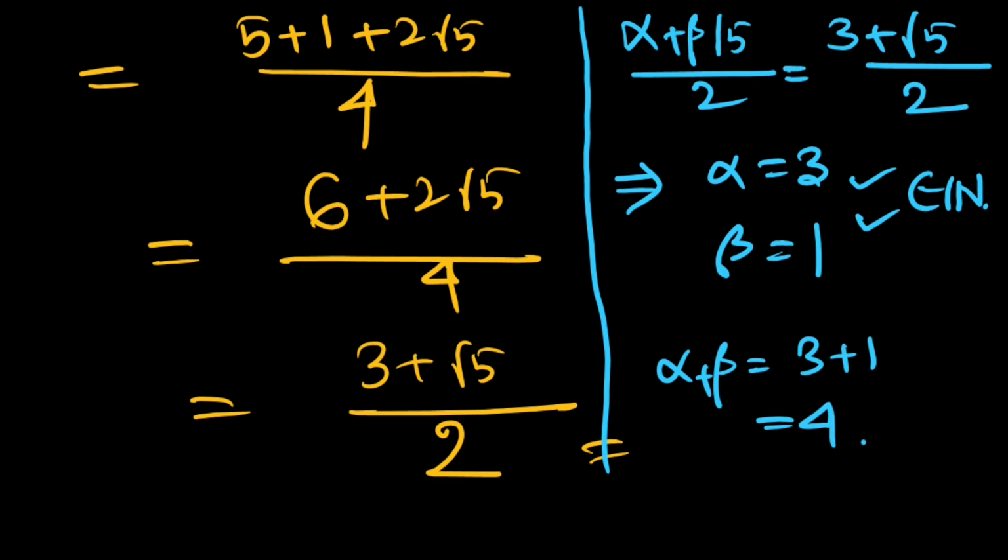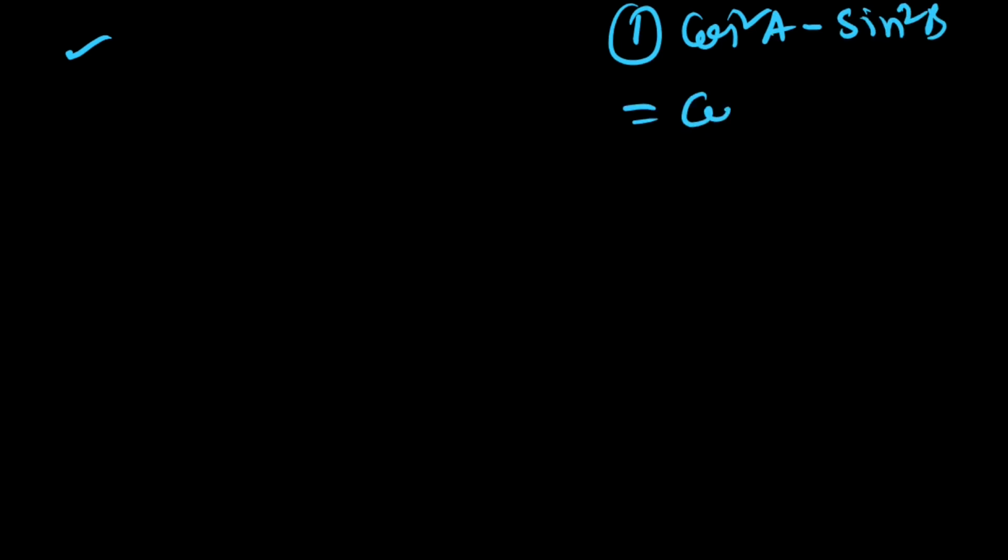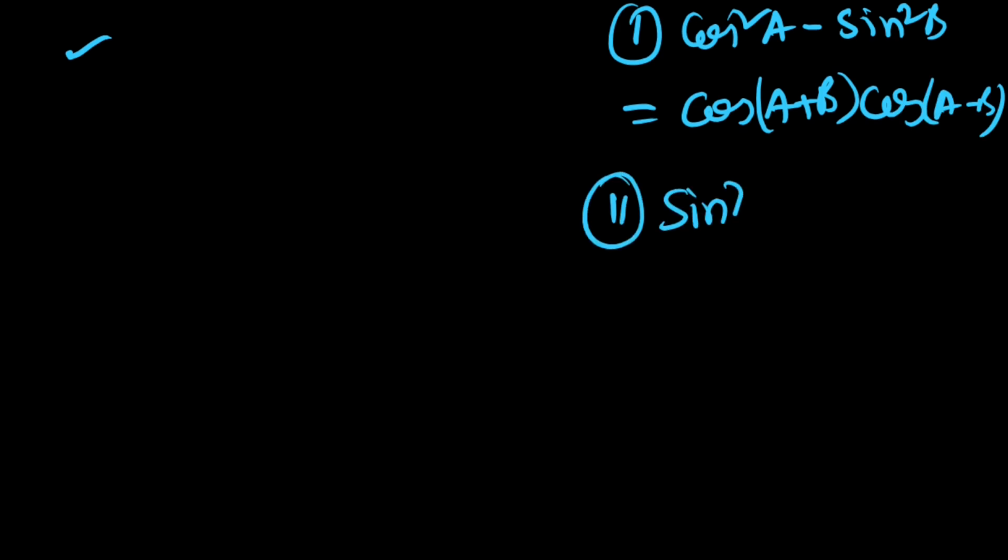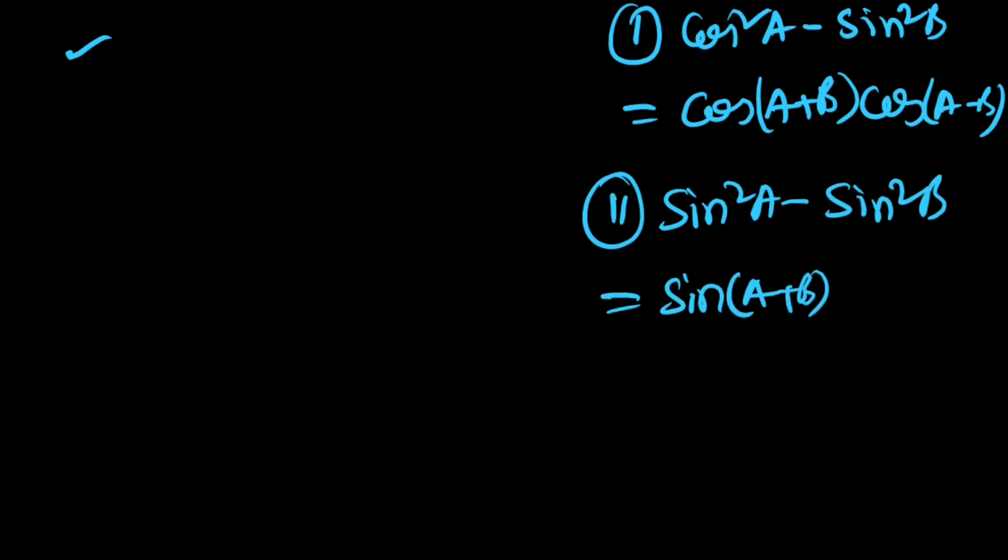This is the answer. So overall, we solve this trigonometric question using these two identities: cos square a minus sin square b is equal to cos of a plus b into cos of a minus b, and the second one is sin square a minus sin square b, that is actually sin of a plus b into sin of a minus b. If you remember these two identities, it is easy to solve this problem.